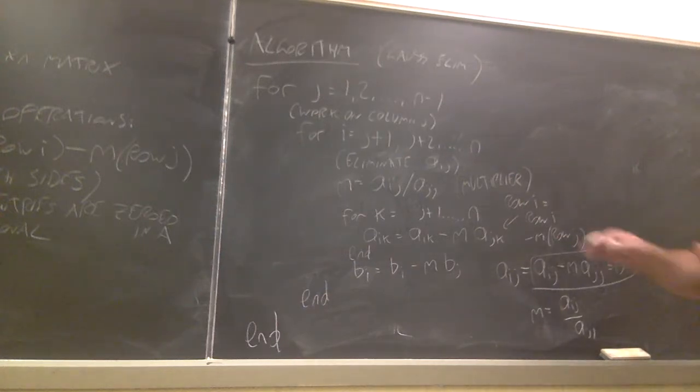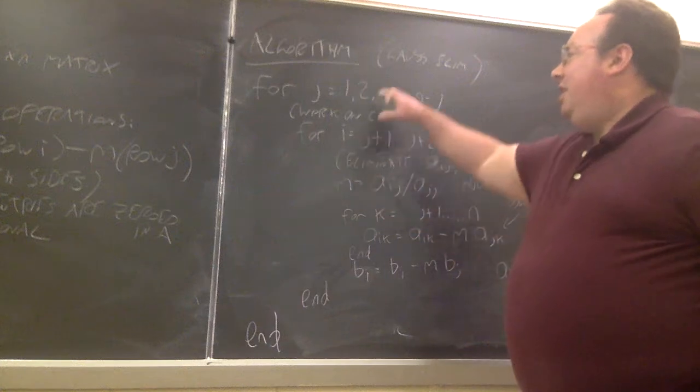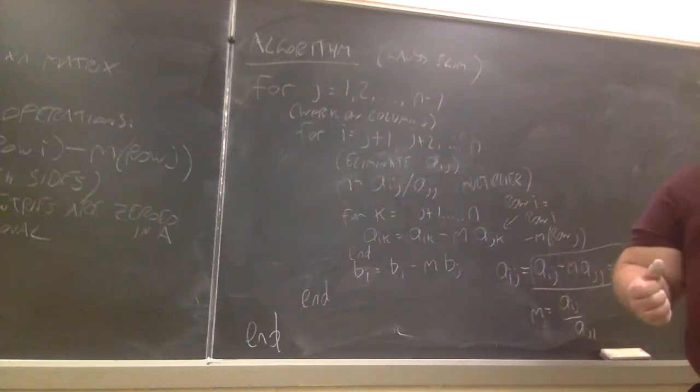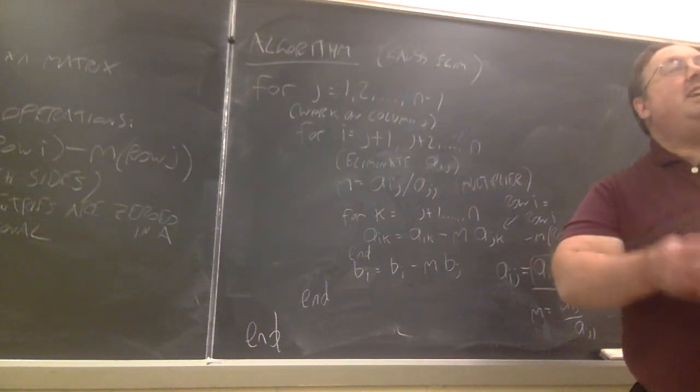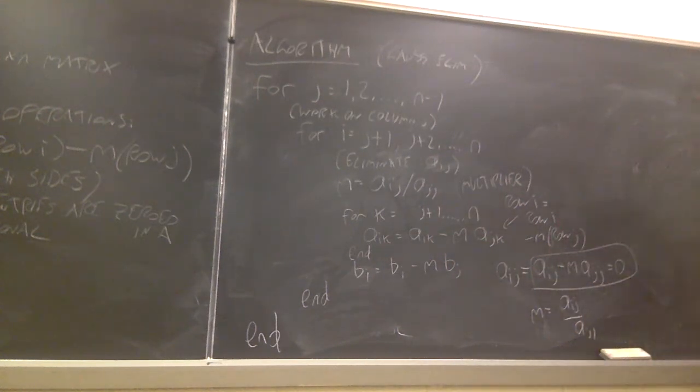But if you can break a task down like I did here, we're focusing, in this outer loop, on one column at a time. Within that column, we're focusing on eliminating one entry at a time. Break down that task into smaller pieces until those pieces are so small that it finally becomes straightforward to write the code for that piece.